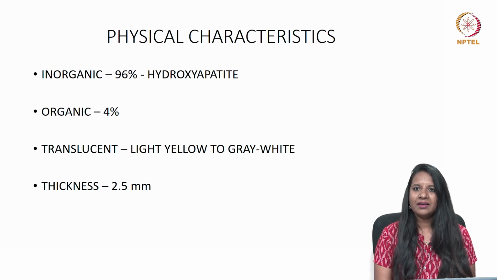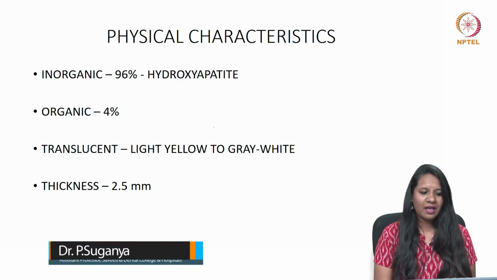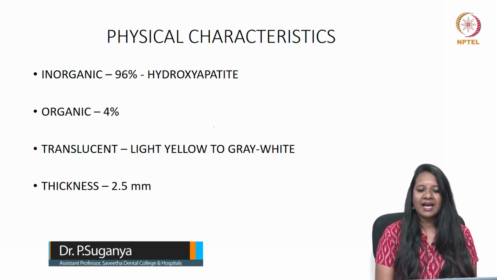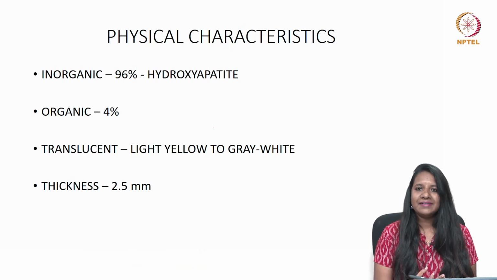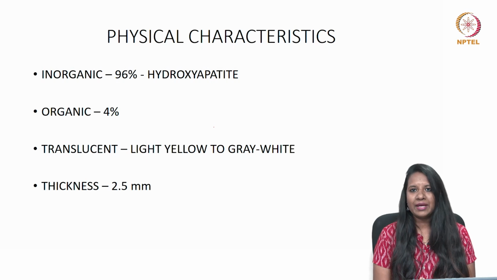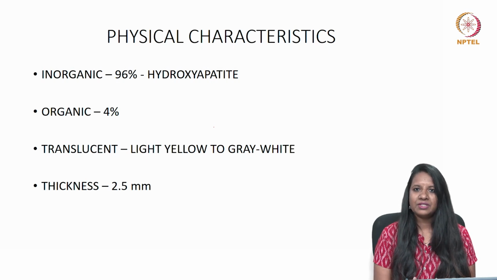This provides the chemical basis for dental caries, and this highly mineralized tissue helps the enamel to withstand heavy occlusal forces during function. The color varies from light yellow to grey white. It is generally translucent. The thickness varies from 2.5 mm on the occlusal aspect to a feather edge at the cervical area.